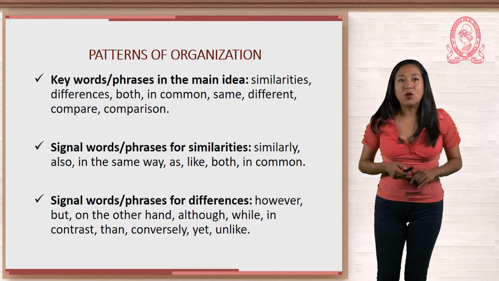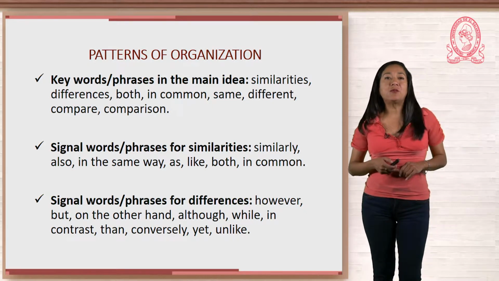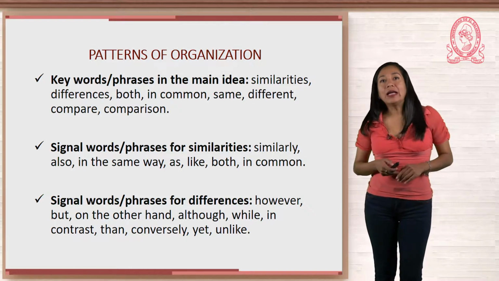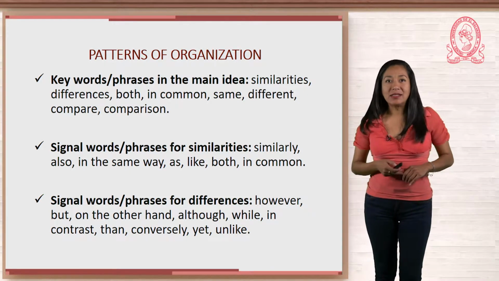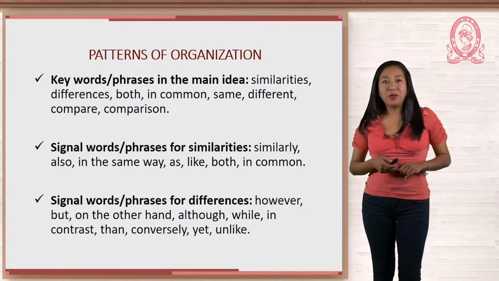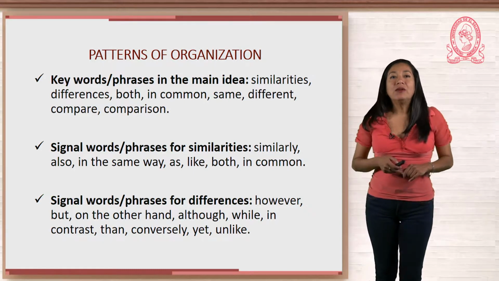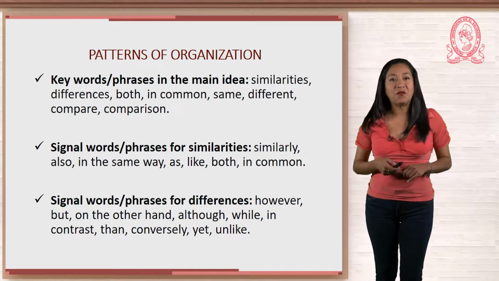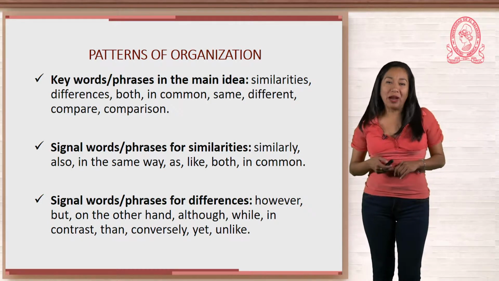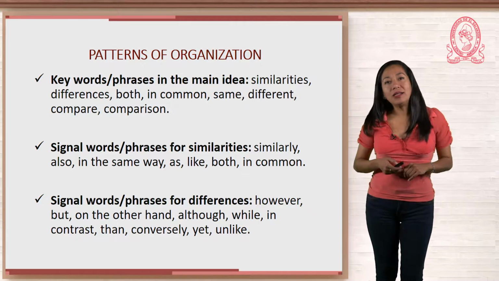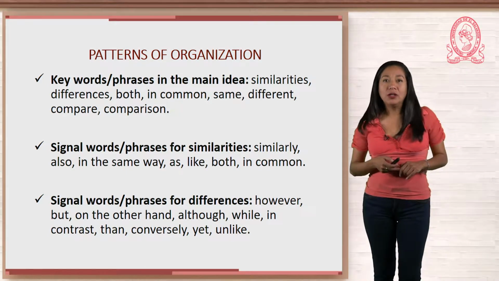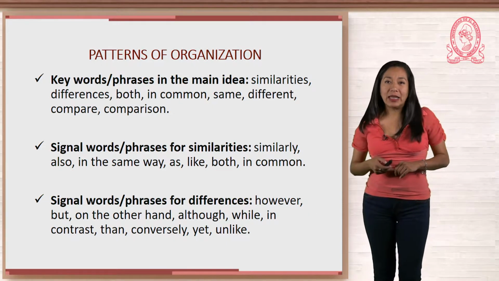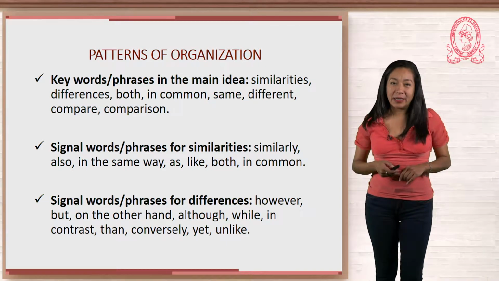For the signal words or phrases to express similarities, we can find, for example, similarly, also, in the same way, as, like, both, in common. Finally, for the signal words or phrases that express differences, we can find however, but, on the other hand, although, while, in contrast, than, conversely, yet, and unlike.